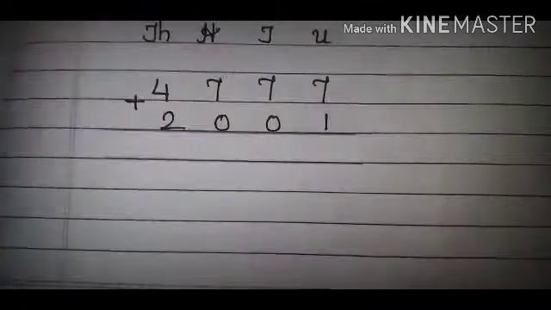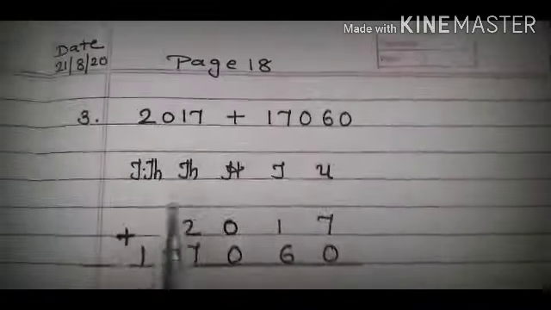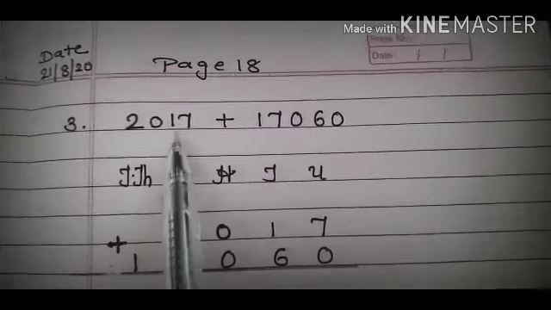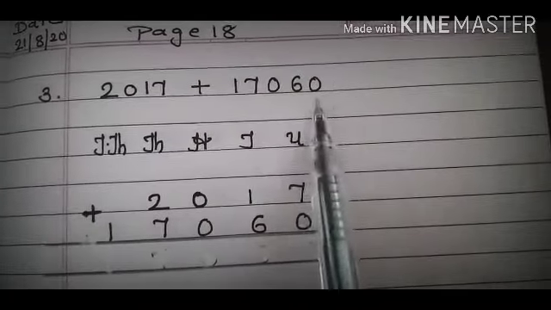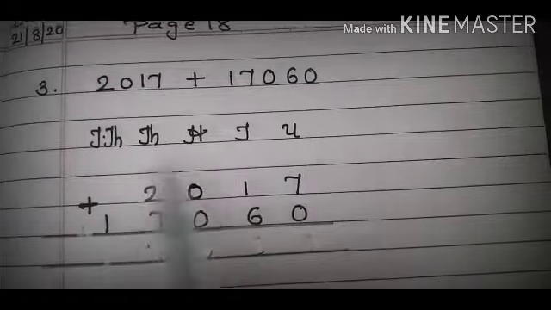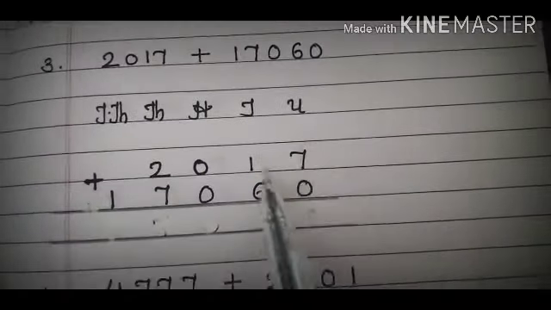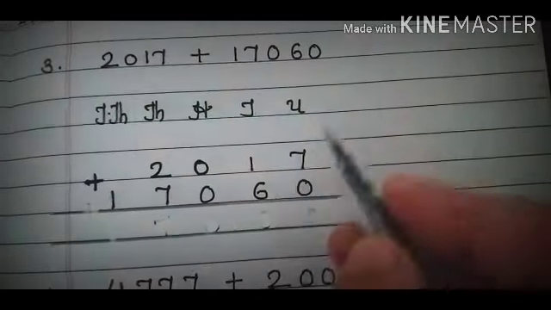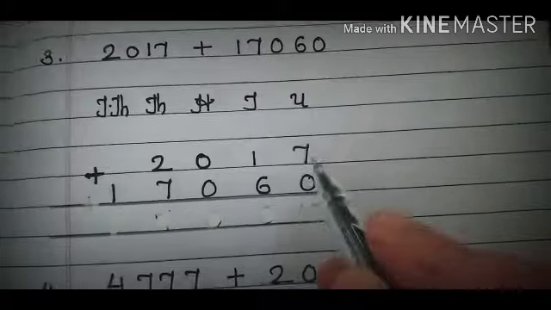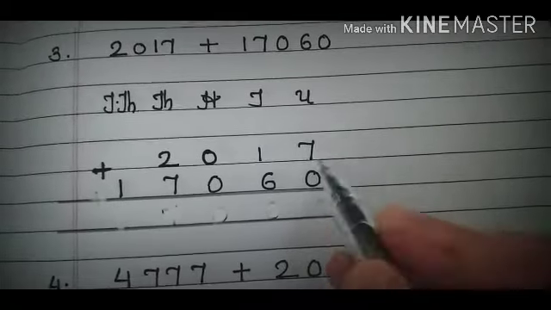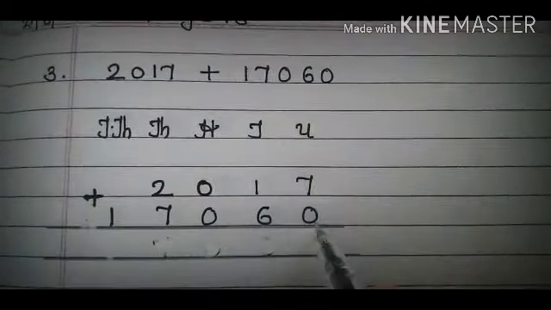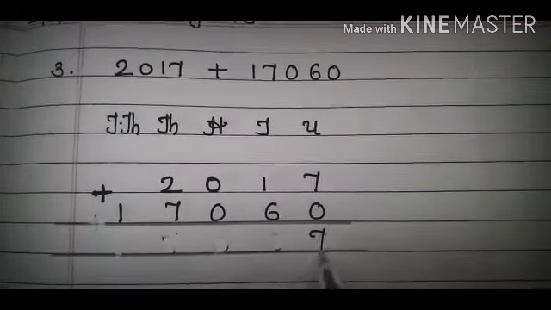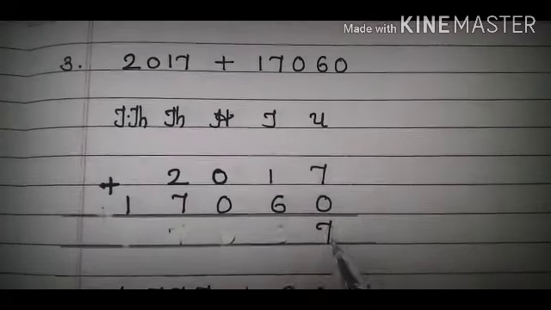Now let's see the third example, 2017 plus 17,060. So arrange these numbers place wise. First start writing your number from units place and start adding also from units place. So 7 plus 0. When 0 is added to any number, the answer is the number itself. So 7 plus 0 is 7.